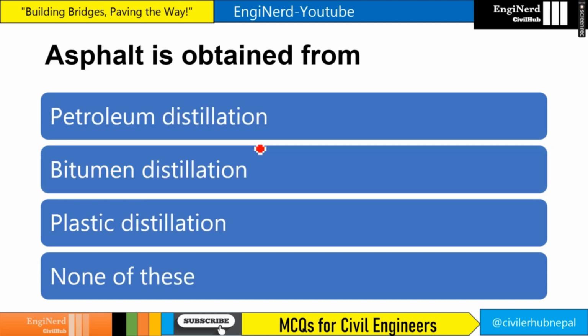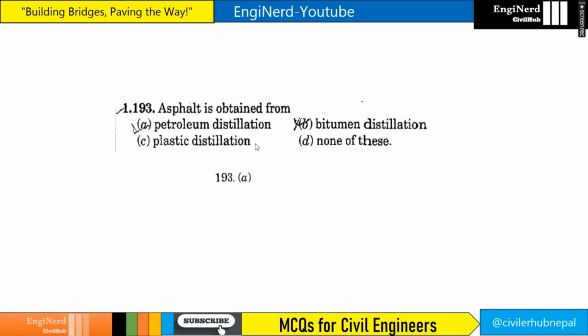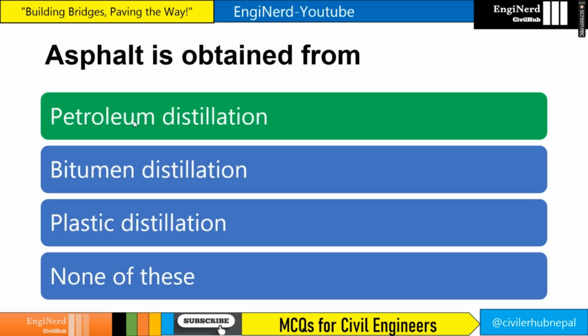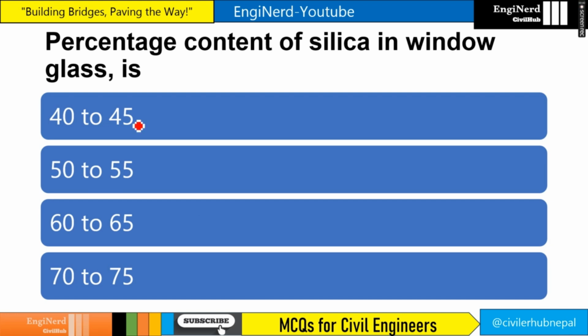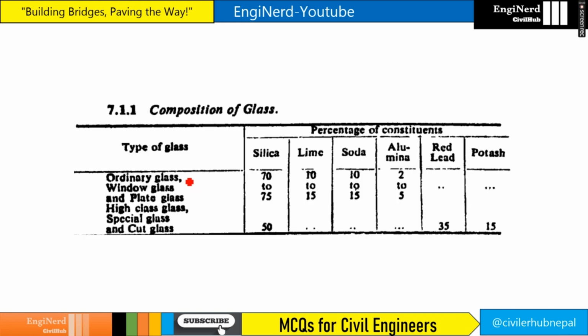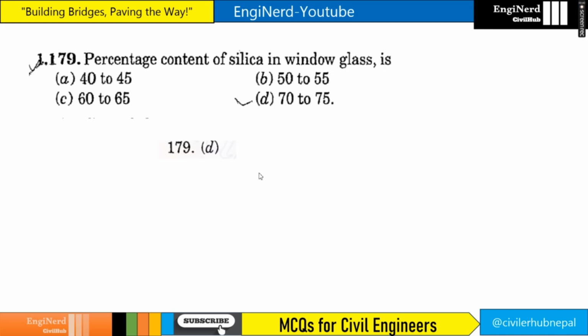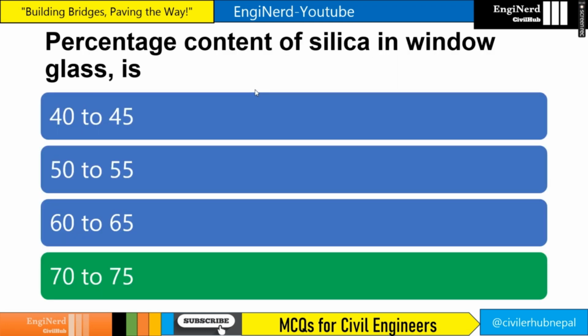Asphalt is obtained from petroleum distillation, right? So the answer is petroleum distillation, option A. Percentage content of silica in window glass is, if you see here, in the window glass, the percentage composition is 70 to 75% silica.